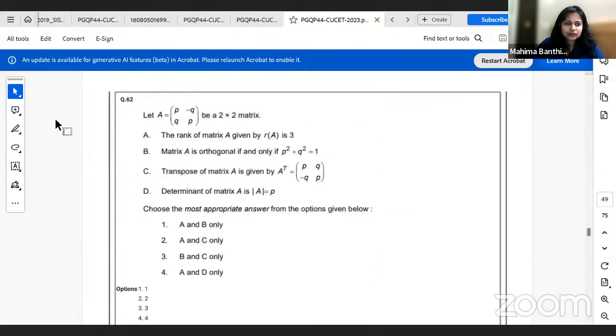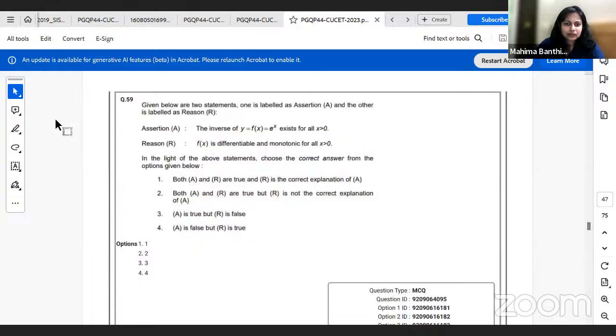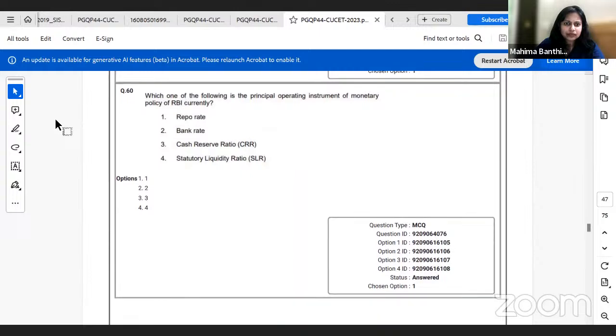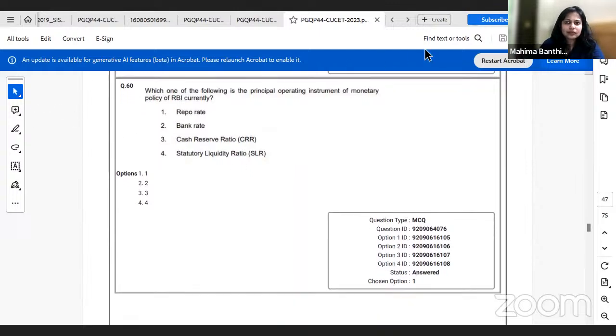Question 60. All right, let's do question 60. Which of the following is the principal operating instrument of monetary policy of the RBI currently?